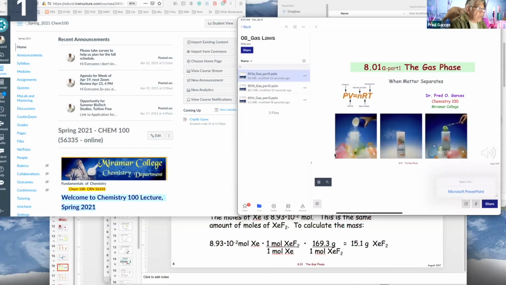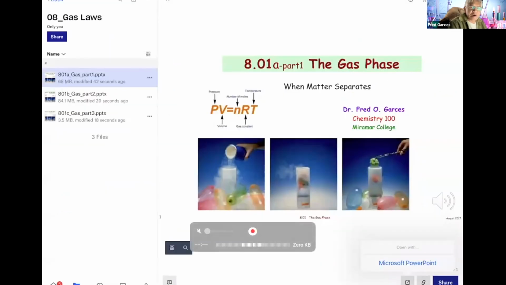Let me go ahead and get my other computer set up so I can see what I'm talking about. What I would like to do first is talk to you about gases and how we describe gases. There's actually lecture notes on this material. Let me show you this on Canvas so that you can see what I'm talking about.